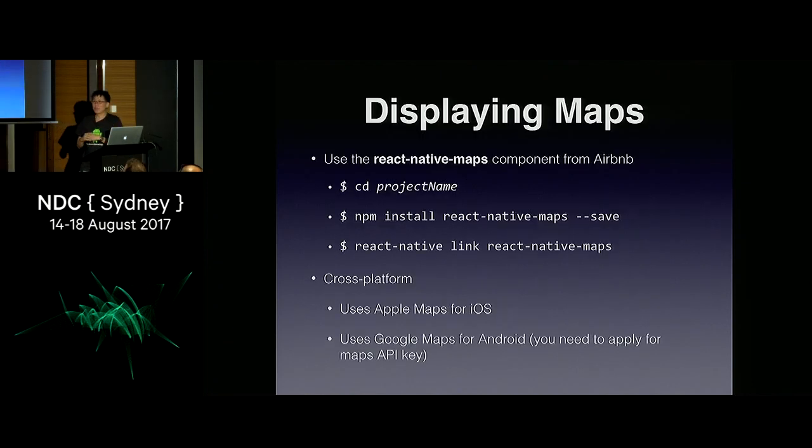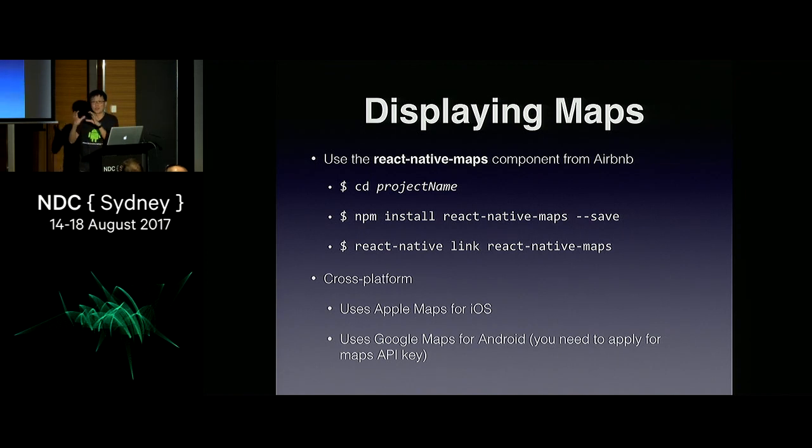Next thing, after you have gotten your locations, you want to be able to display maps. So this is one of the most painful things that I encountered initially. But luckily, there's a solution. If you want to display maps on your Android as well as iOS application, the best solution is to go to this component from Airbnb. Airbnb has got this React Native Maps component where you can actually download and install into your application.